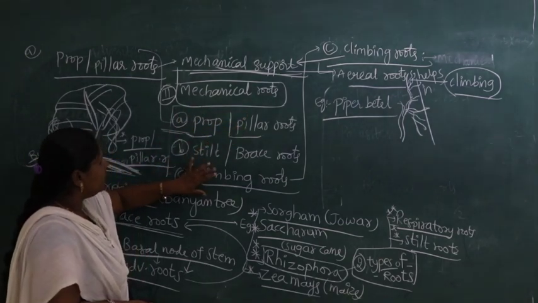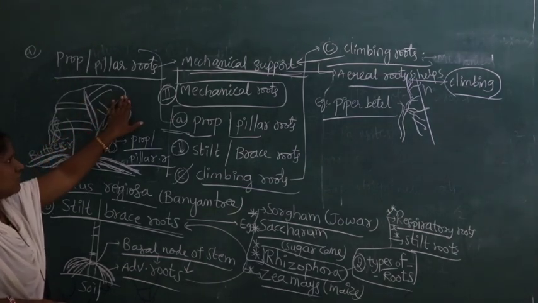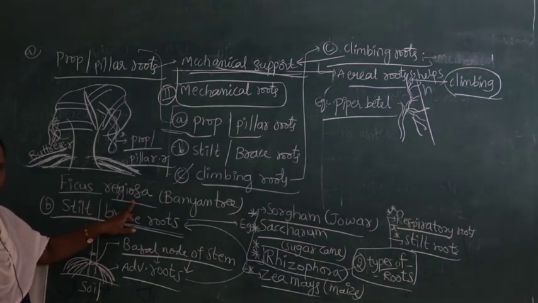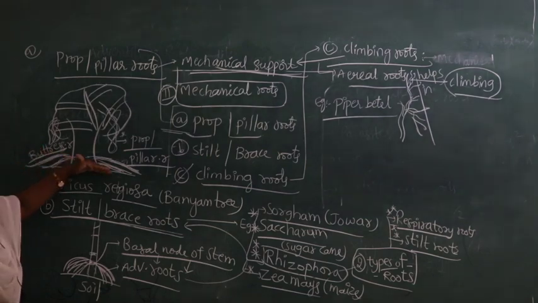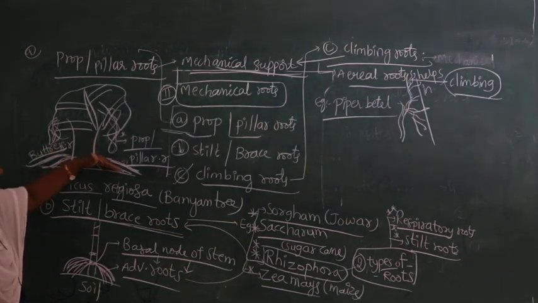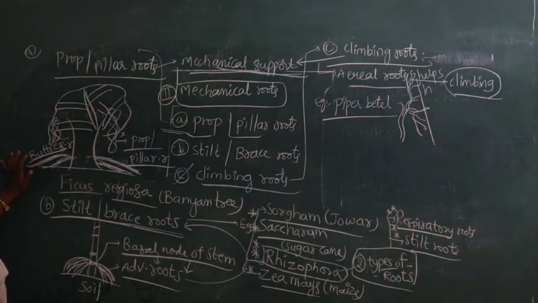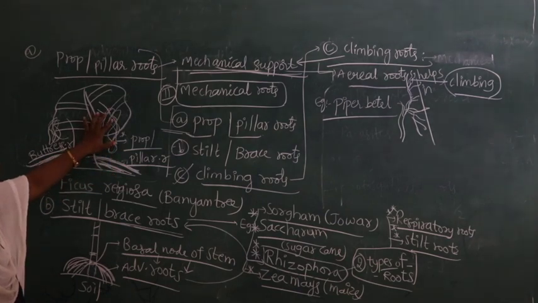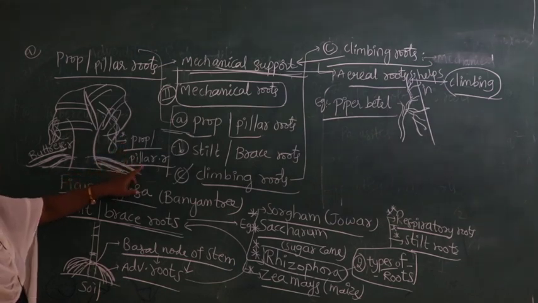Let us talk about each one. Let us take the first one. What is the first one? We have prop roots or pillar roots. So here if you take the example Ficus religiosa, this is a scientific name for banyan tree. In this case, at the base of the stem on the ground soil, you can see thick roots penetrate. We already discussed them in the taproot modification. What is that? Fibrous roots. We already discussed this. Then coming to the branches, you can see freely hanging aerial roots. These freely hanging roots present here are called prop roots or pillar roots.